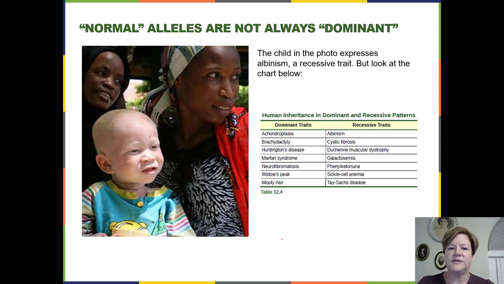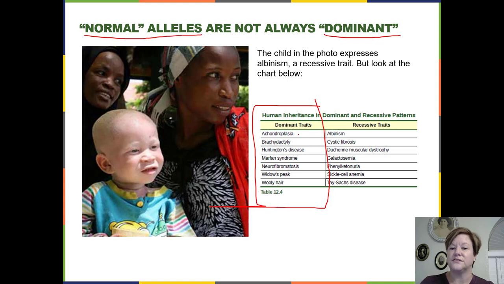And the last thing that's going to be probably surprising to you is this slide. Normal alleles are not always dominant alleles. Sometimes they are, sometimes they aren't. So on this chart here, traits that are carried on the dominant allele: achondroplasia, that's dwarfism. Brachydactyly is a bent finger, severe, it might be the pinky. Anyway, it's a severely bent finger, but still five fingers. The other thing that's dominant is polydactyly, which is having six fingers.